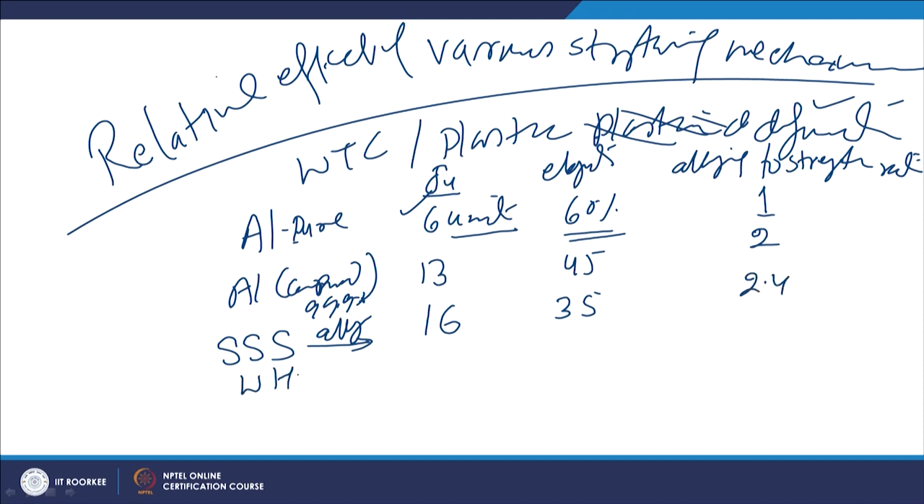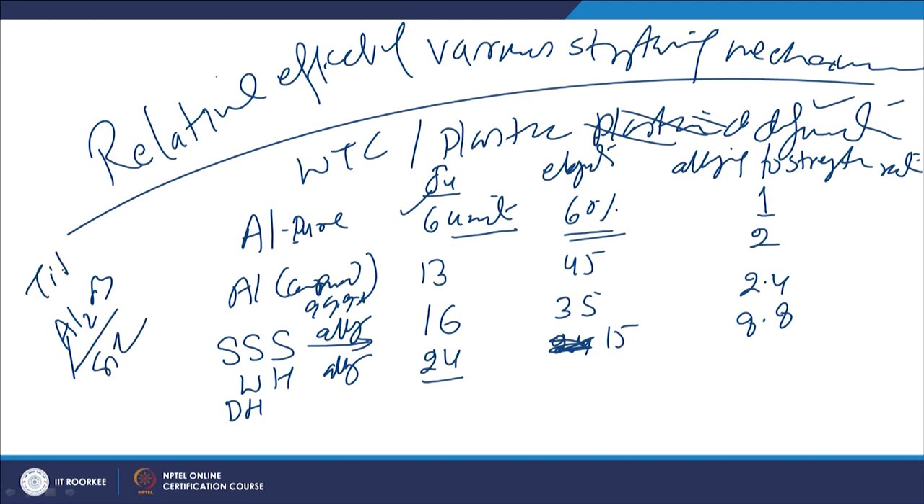If the aluminum alloy is strengthened through the work hardening approach, then the strength is 24 units and the percentage elongation is 15%, and the alloying to strength ratio is 8.8. Then dispersion hardening, like the addition of Al2O3 or silicon carbide or TiB2 or some other reinforcing agents in the aluminum matrix, gives significantly higher strength of 42 units with a reasonably good percentage elongation of 34%, and an alloying element to strength ratio of 8.8.